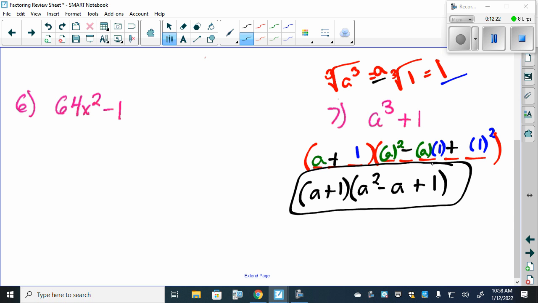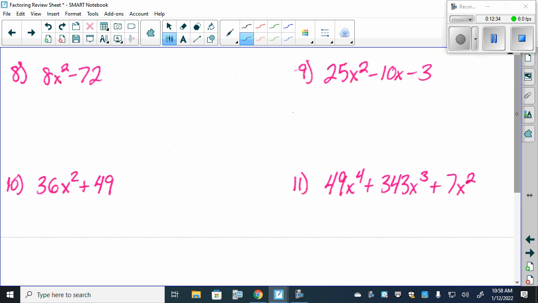So any other questions on 1 through 7 on the first page? If we're good with the first page, let's look and see if there's any questions on 8, 9, 10, or 11. Questions on 8 through 11. 11.